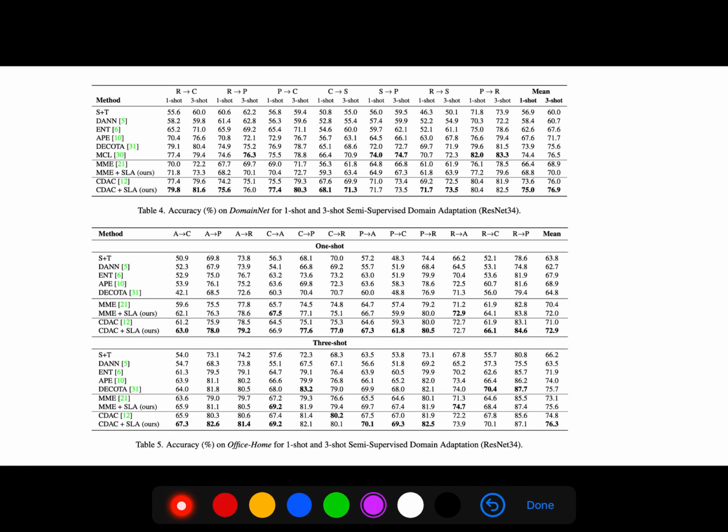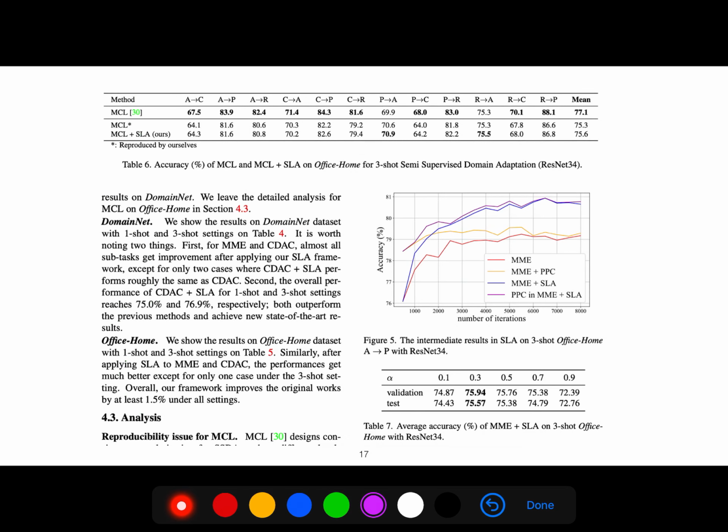And this is when you go from one source to a target, you get different accuracies. But it is a semi-supervised approach.